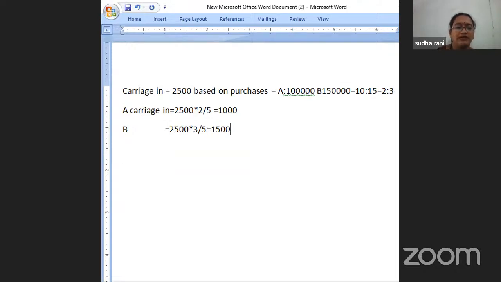Next, what do you have? Salaries. Salaries again, on what basis are you supposed to divide? He gave simply salaries. Let us see the question, any instructions. Look at the question. Instructions were given: salaries and general expenses are to be allocated equally.